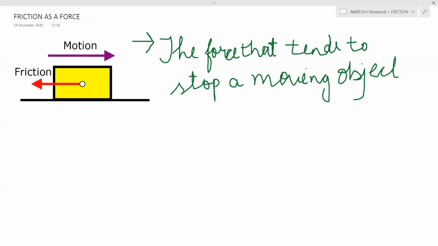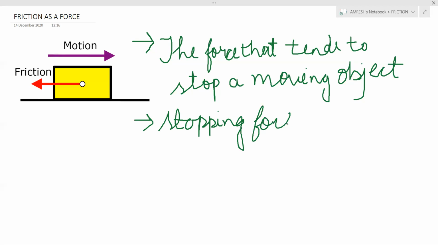Or friction is also called as stopping force. What is friction called? Friction is also called as stopping force. This point you can also write.